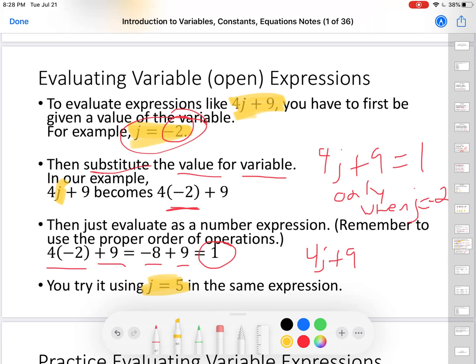Now, try the same expression, 4j plus 9, for j equals 5 this time. See what you get. I'll give you a few minutes. Make sure you have your substitution step done properly. What'd you get?